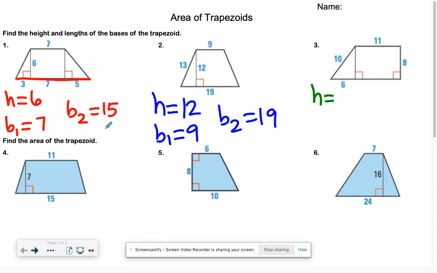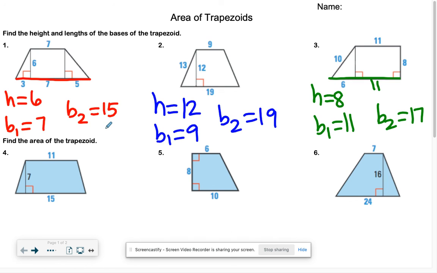Okay. Number 3, our height is 8. What's one of our bases? 11. Yep. And our bottom base? 6. So up to here is 6, but then we have to add that 11. So then we do get 17.